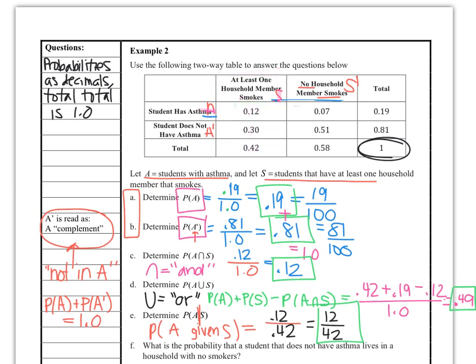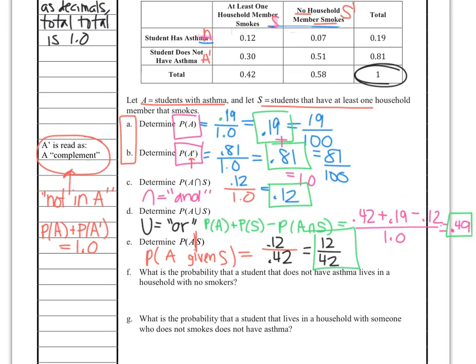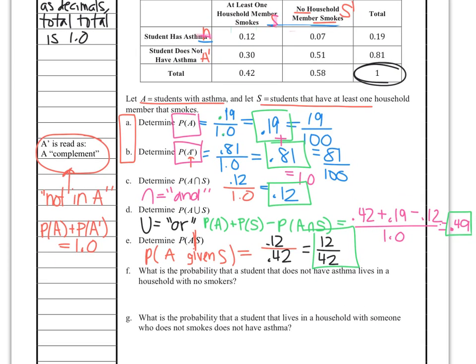Okay? All right, so next it looks like we have some little word statements, and we just have to figure out our own symbols and what we're looking for. Probability that a student does not have asthma lives in a house with no smokers. So it doesn't say and, it doesn't say or. We got to figure out which one's our true fact. So I read this again. It says, what is the probability that a student that does not have, that's the known fact or given.